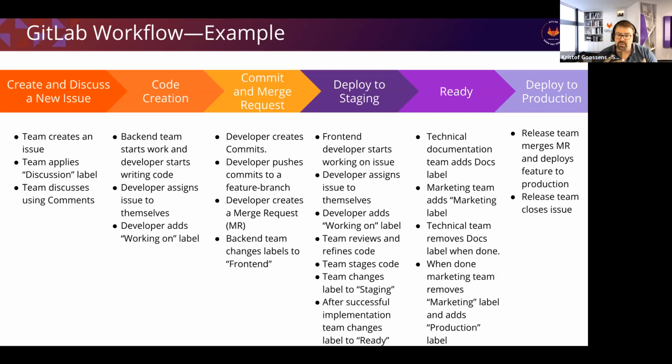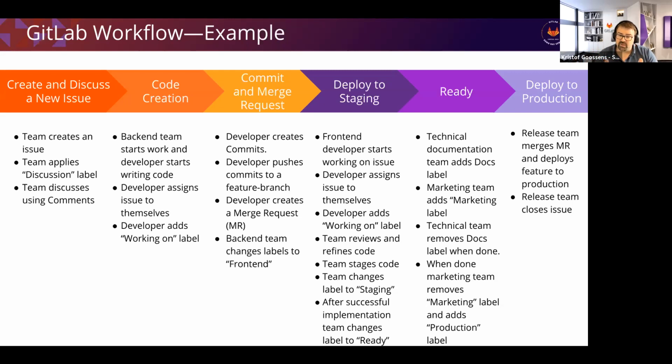In the ready phase, other teams prepare the technical documentation and the marketing campaigns, for instance, each adding their own labels, docs, and marketing. As each team is done, they remove their own labels, and the last team done removes the ready label and adds the production label. So we're now ready to deploy to production.